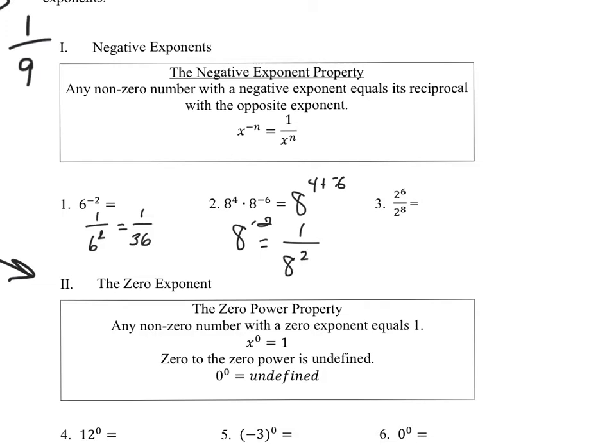These are going to take a couple more steps in order to continuously simplify them. So 1 over 8 squared is the same thing as 1 over 64.